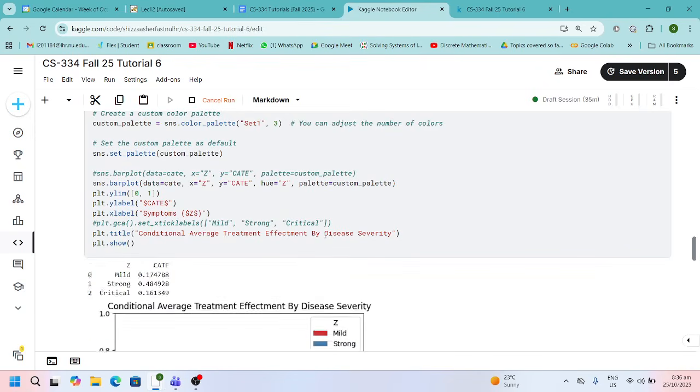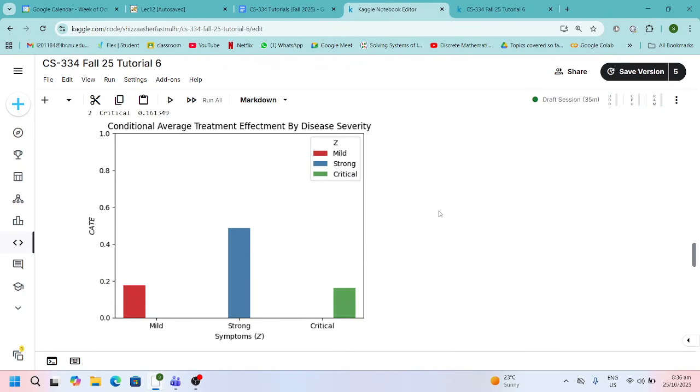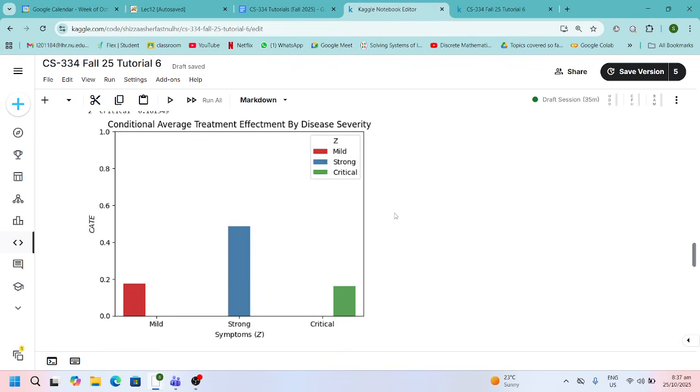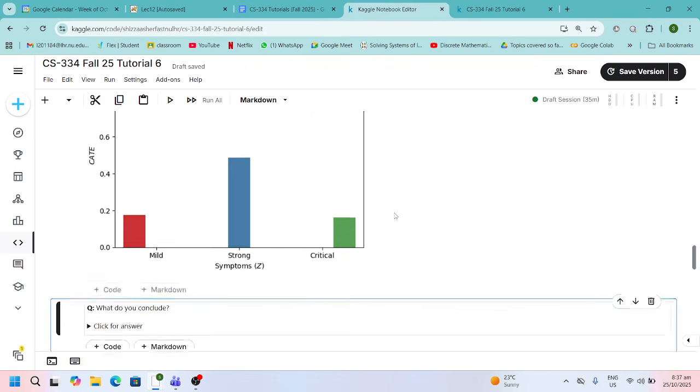So let's see. This is what we see, the conditional average treatment effect by disease severity. And I see positive values for all three symptoms. This is essentially exactly what the Simpson's paradox tells you about. I observe an effect in my data across different classes that completely reverses as soon as I merge all those three classes. That is your Simpson's paradox with a slightly more technical example.